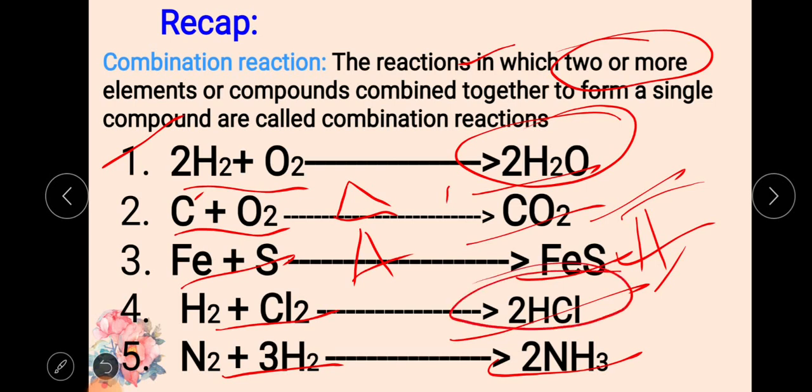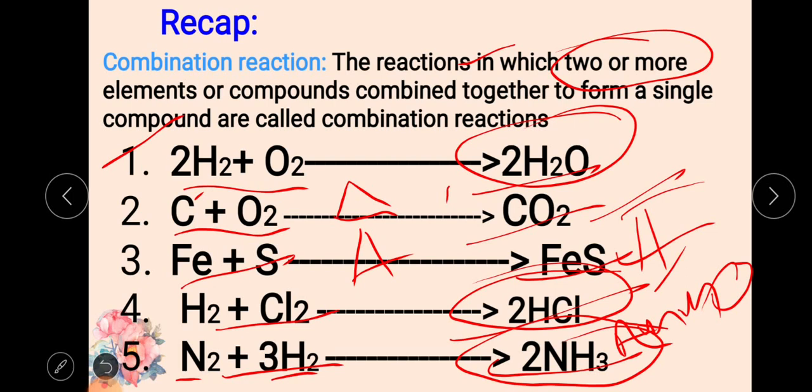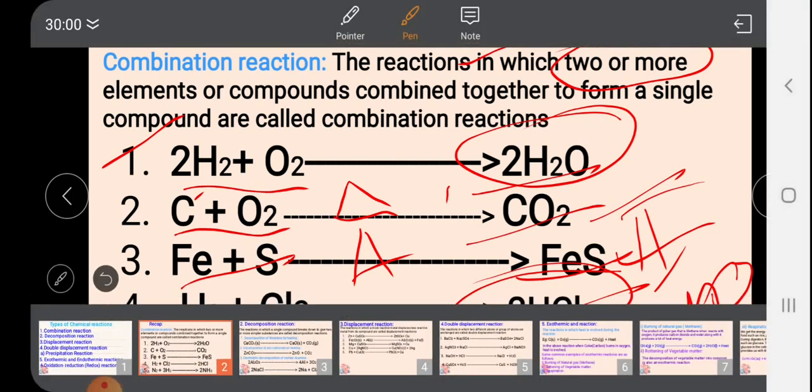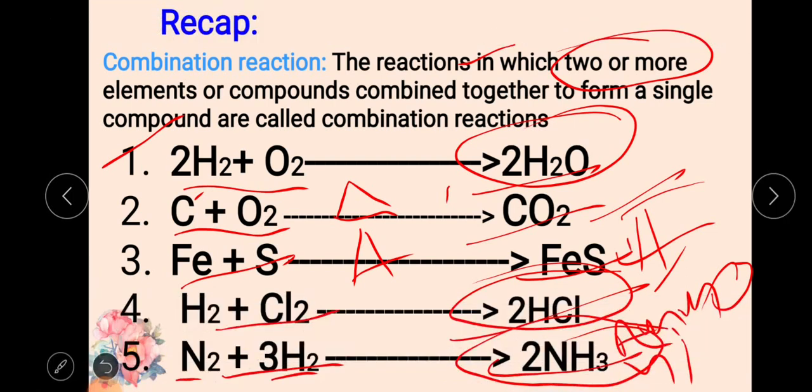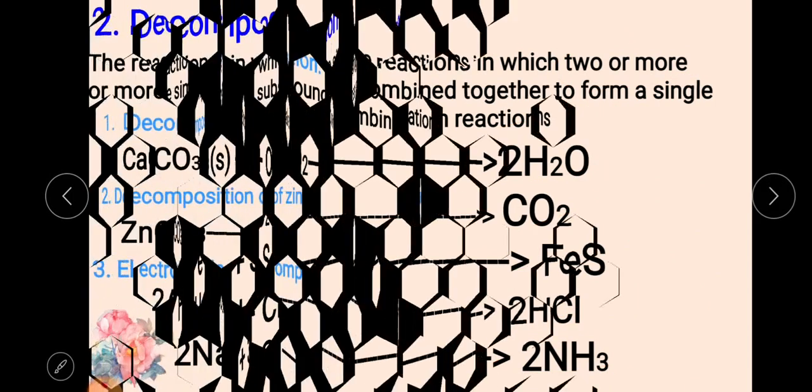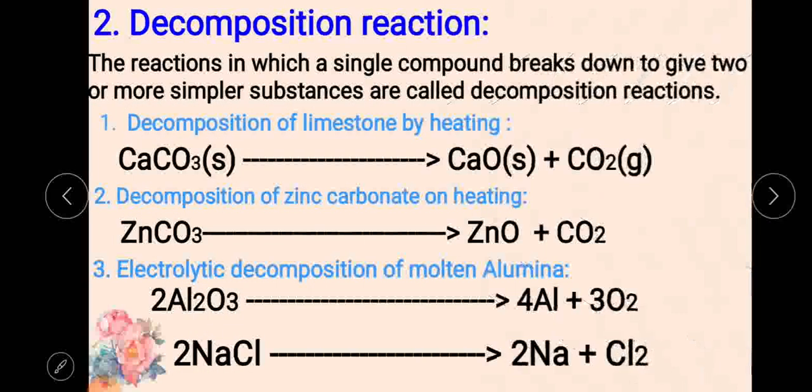And nitrogen and hydrogen, when they combine with each other, give ammonia, NH3, I told you ammonia. NH4 is ammonium. So these are also combination reactions. These are the examples of combination reactions where two or more elements combine together to form a single compound.